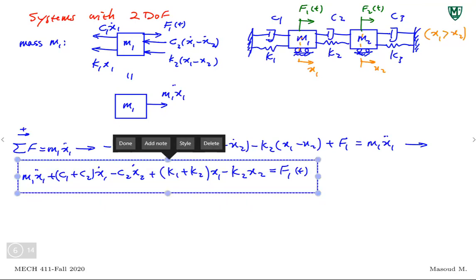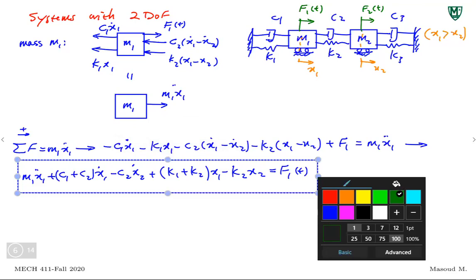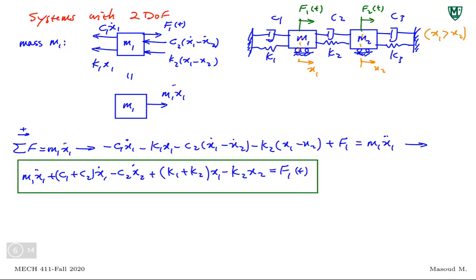It's not the color I was going for. This is the equation of motion for the first mass. Equation of motion for mass M1. Right, and we can do the same thing for mass M2. I'll do it in the next class, but we can do the same thing for mass M2.